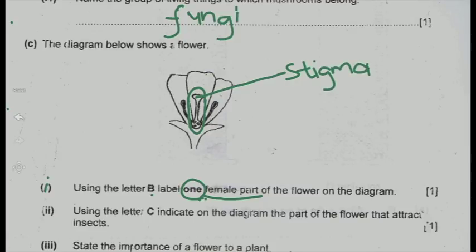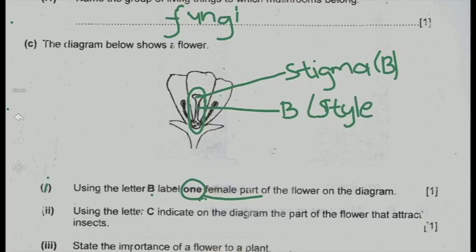But then the question didn't ask you to label it in words. It just asks you to write letter B. You can use this one just to write letter B, or you can choose the style and write B, where we have the style, because they all make the female part of a flower.